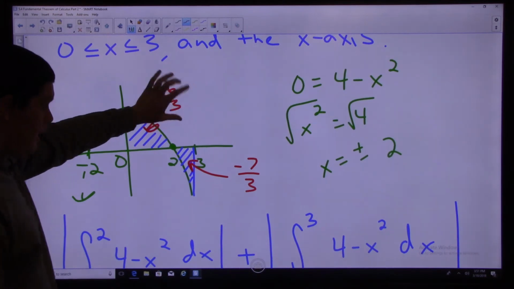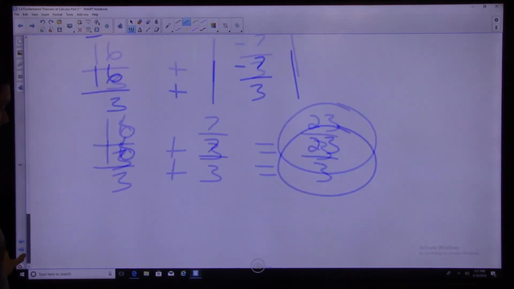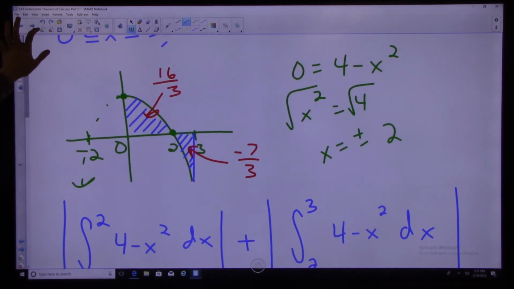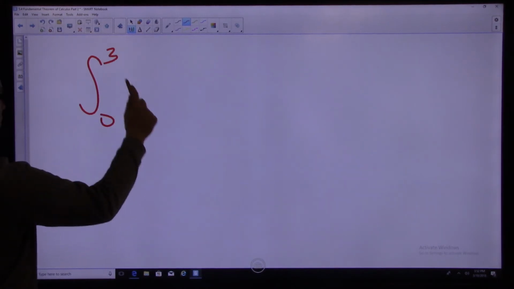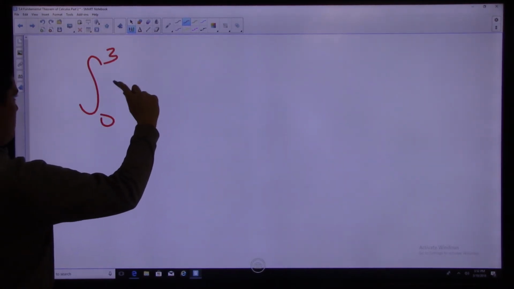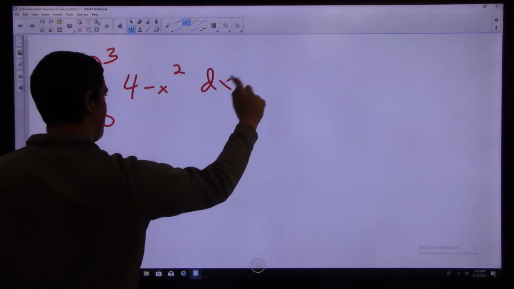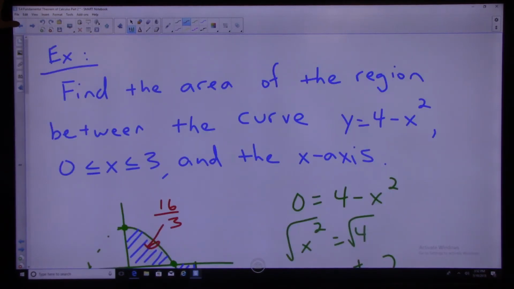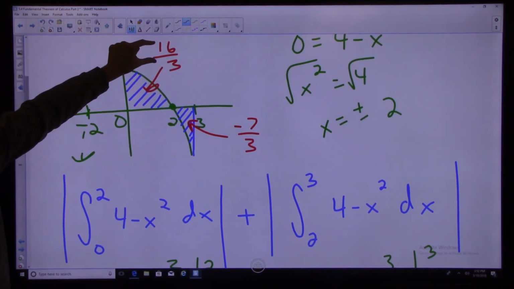So if I would have just done this, guys, if I would have asked you, let me just write this down. Here, let me actually flip pages so I can just flip back and forth here. If I would have asked you this, what is the integral from 0 to 3 of that function, which was 4 minus x squared dx, what would that have been? Well, it's not going to be the answer we got here. The answer that we would have gotten would have just been to subtract these areas.